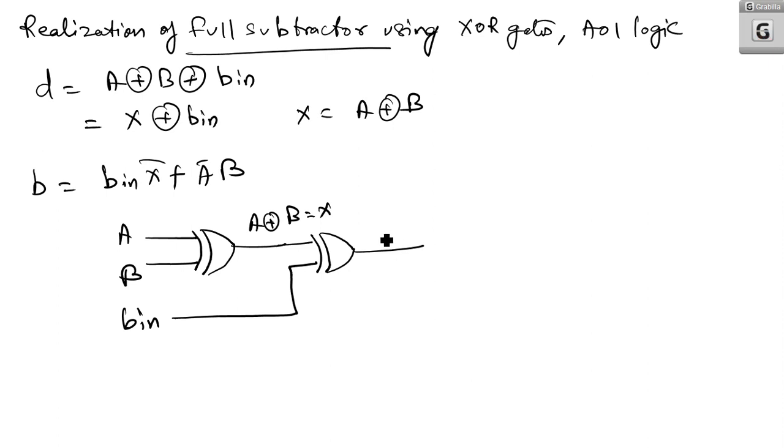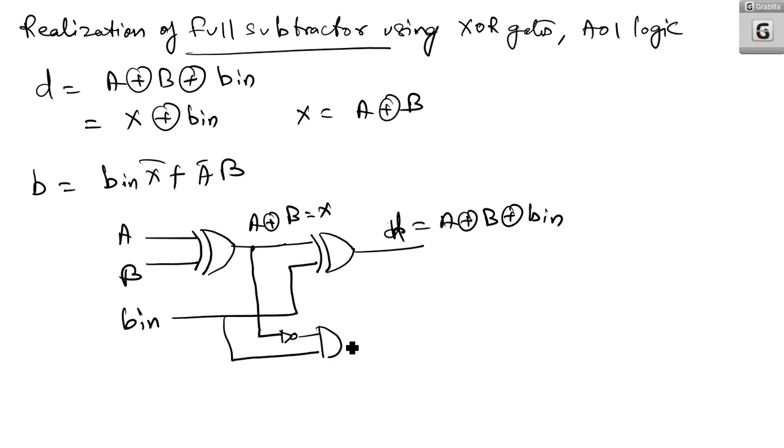So that gives the difference. The difference is A XOR B XOR B in. Now what is borrow? Borrow is B in H bar. B in is there, H is there. So you take H bar. How do you take H bar? Take a NOT gate. B in H bar.